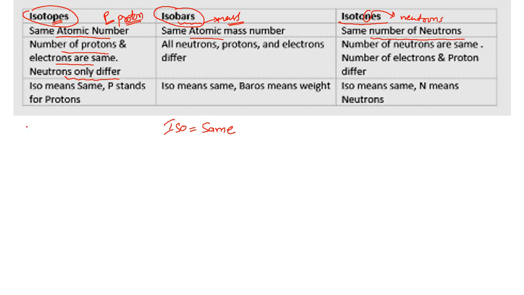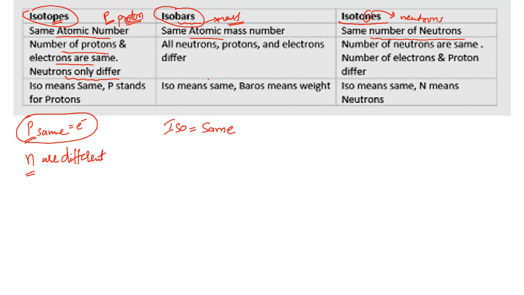Isotope, protons same. When we are talking about protons, obviously the neutrons are different. In these three things we don't discuss electrons, but we know that in a neutral atom protons equal electrons. That's why the number of protons and electrons are the same in isotopes. The main thing is that neutrons are different.